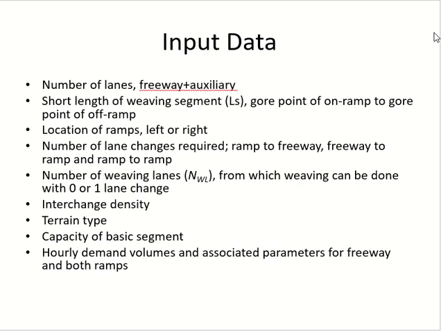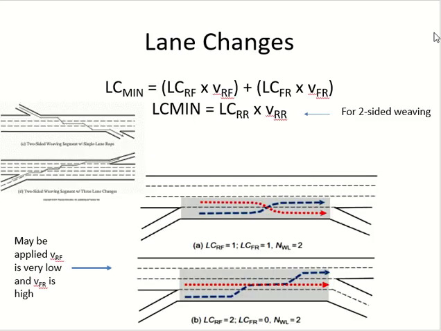Weaving lane. The one which is nearest... a lane that can go out of the freeway, and from the ramp to the freeway, in one change. Yes, in one change. In one change. Okay, fine.